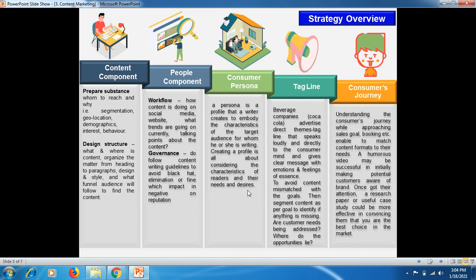Now the next component is the people component. Here, workflow: how content is doing on social media and the website, and what trends are going on. It means you have to keep on updating your content. You have to know which content is working progressively and which content is suffering. You have to understand the competitor study as well by observing your competitors' content, and how many people are talking about your content, your brand, your product and services online through Twitter, Facebook, Pinterest, YouTube, and so on.